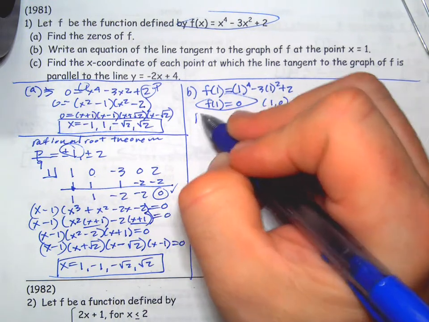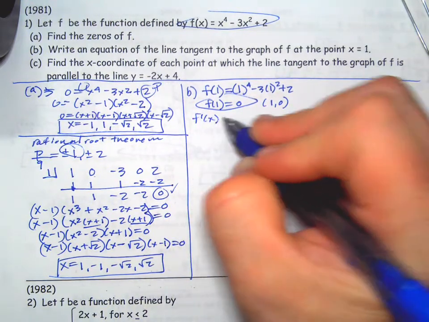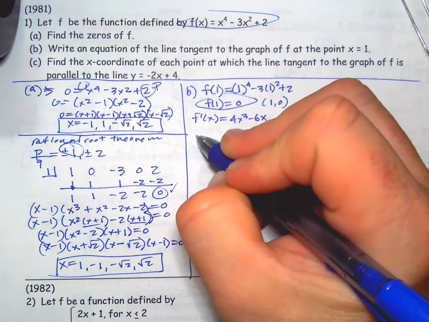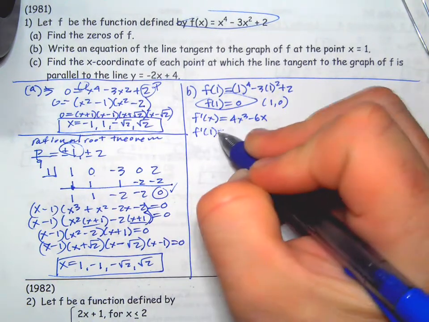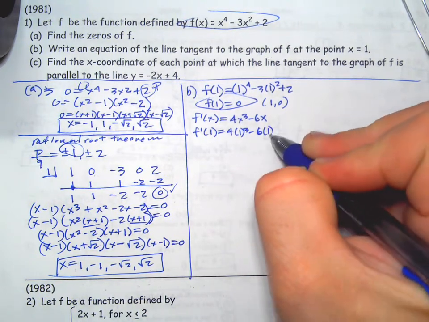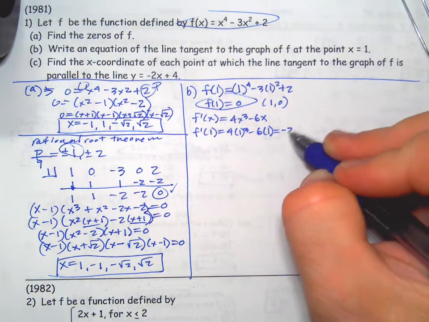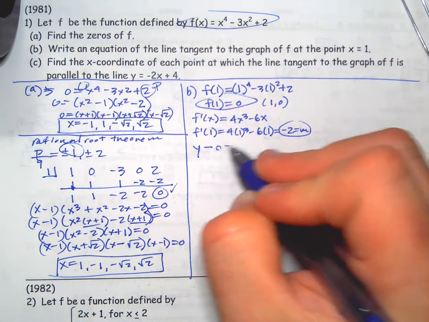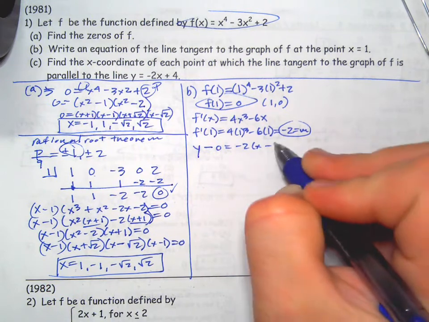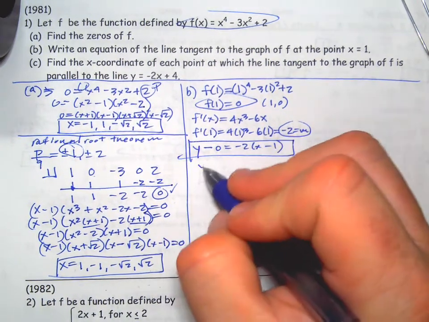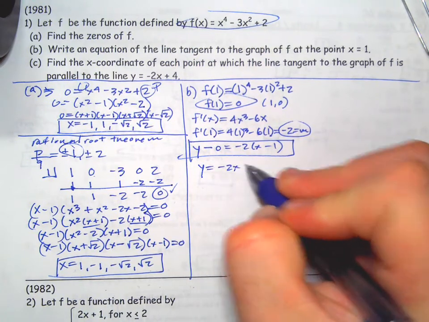And then you need a derivative to get the slope. So we're going to take the derivative, 4x cubed minus 6x. And we're going to plug 1 into that. And we get -2. So that's your slope. So we're going to do y minus 0 equals -2x minus 1. So this is fine for an answer. Or you could change it to slope-intercept form if you want, which is actually pretty easy this time.